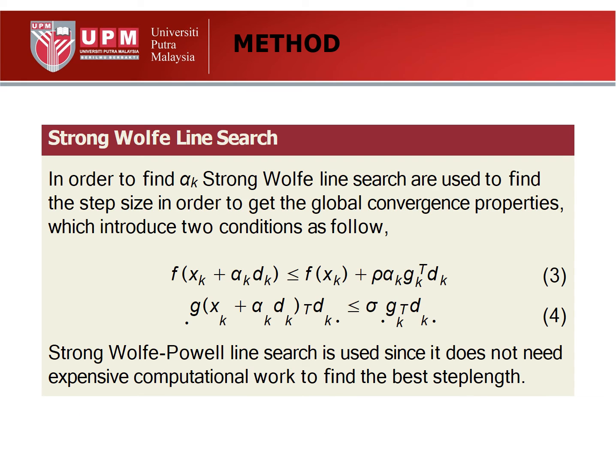So we use an inexact line search, which is the strong Wolfe line search, to find the step size in order to get the global convergence properties. These are the two conditions that we need to follow. We use the strong Wolfe line search because it doesn't need expensive computational work to find the best step length.